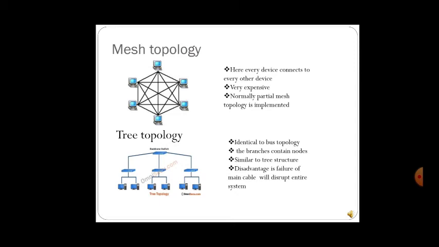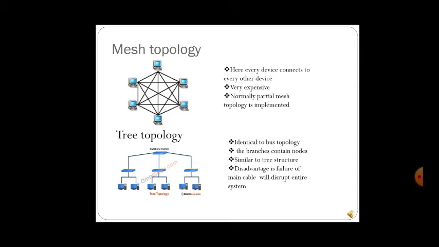Normally a partial mesh topology is implemented. We won't put a full mesh. Sometimes some partial mesh topology is implemented. Due to the very high expense, this topology is not normally used. Only the partial mesh topology is used in networking.